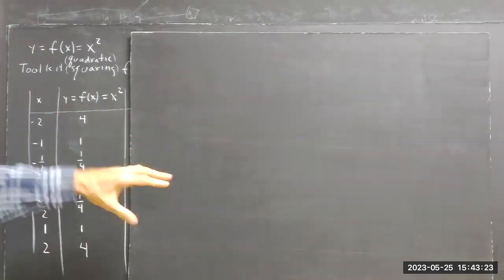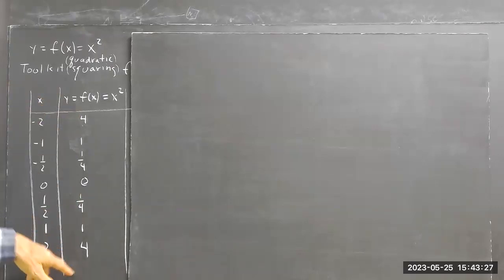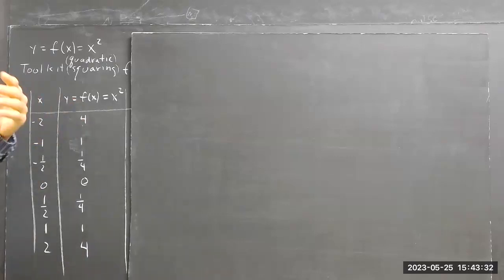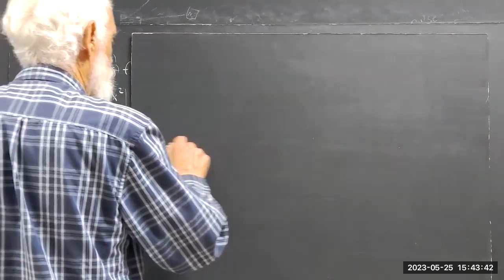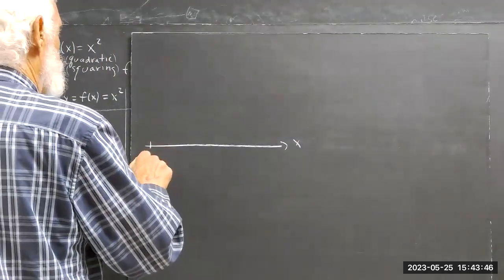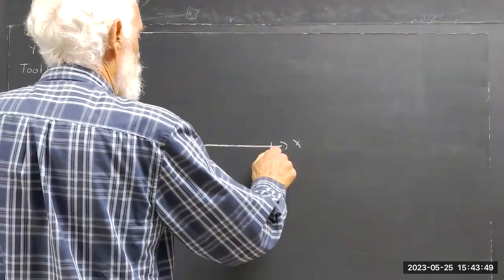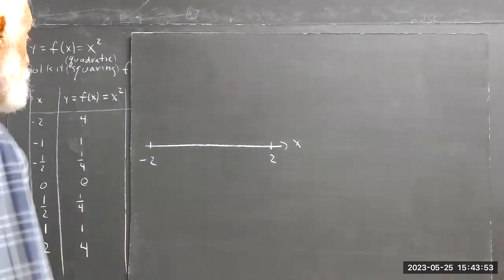We're just hiding everything else that we did. But what it comes down to, once we've constructed the table, is that each row gives us a point that we're going to want to put on our graph. Now, how do we construct the graph? Well, we start, and you know this, with an x-axis. And our numbers go from -2 to 2.